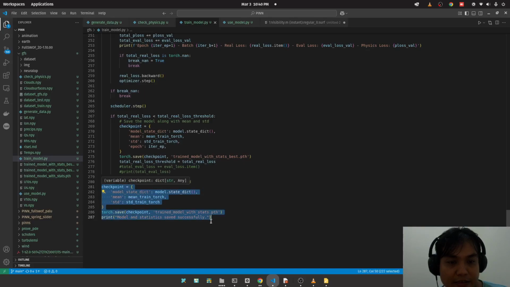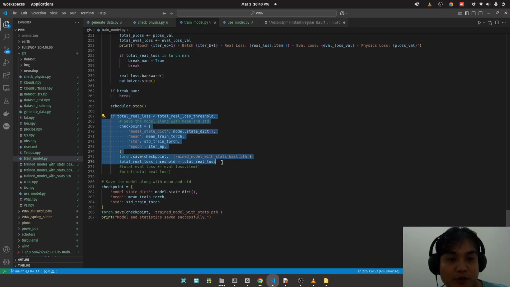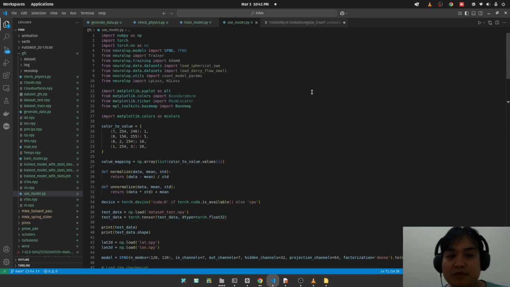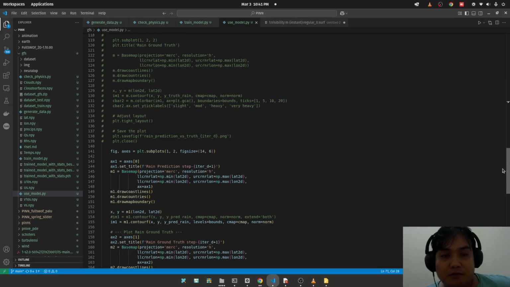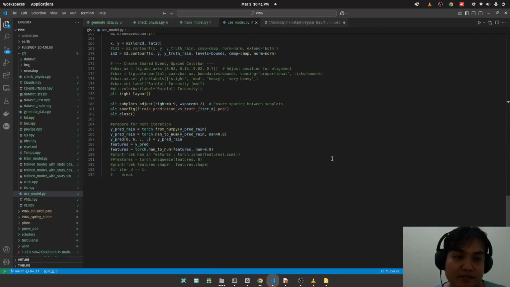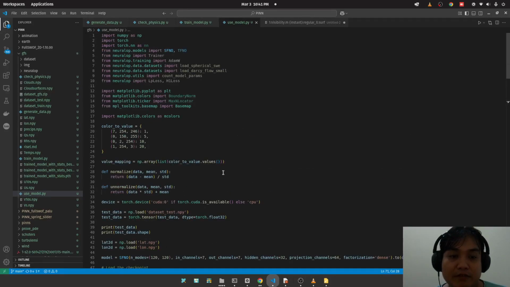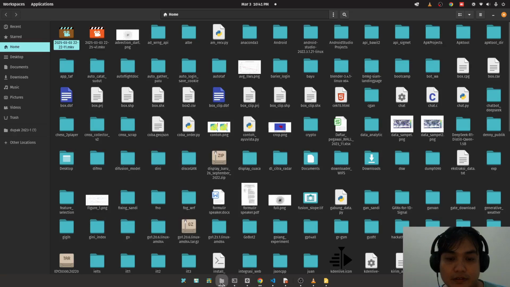And at last we save the data. I also save every checkpoint when it reaches a new best score. Honestly, I don't want to run this script in this video because it will take around 3 hours to run on this mini PC. And this is the script to produce the prediction.